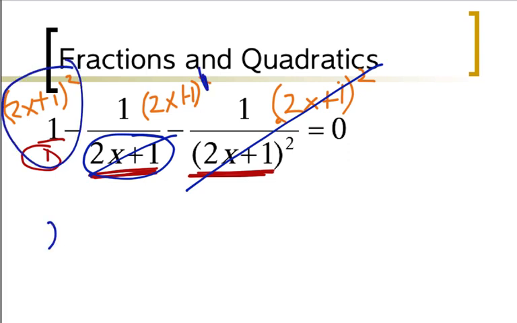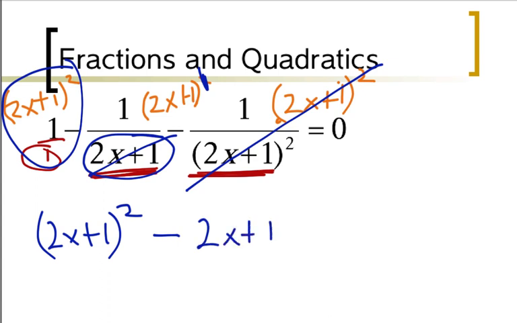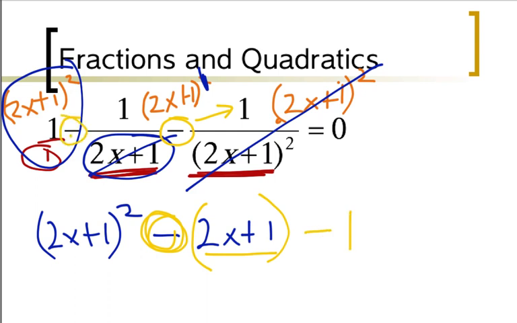So I'm left with 2x plus 1 squared minus a 2x plus 1. And now we got to make sure that we have our parentheses around this one because there is a negative sign. And if we lose our negative sign, it actually makes the problem wrong. And finally, we have a negative 1. Now this negative, again, in the middle, came from this sign here. So again, don't lose the negative sign because it is important to distribute that.